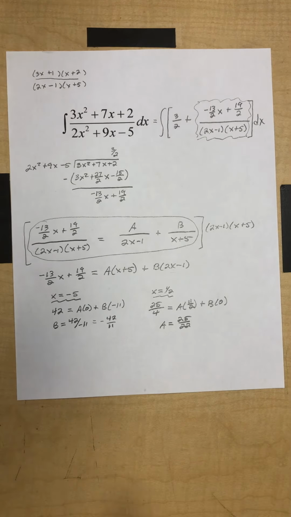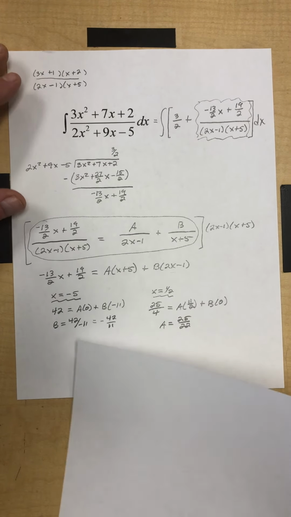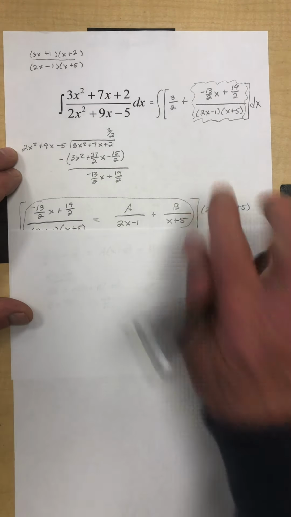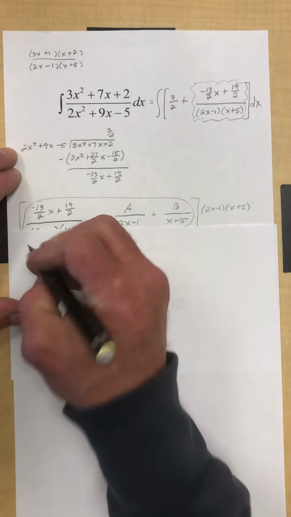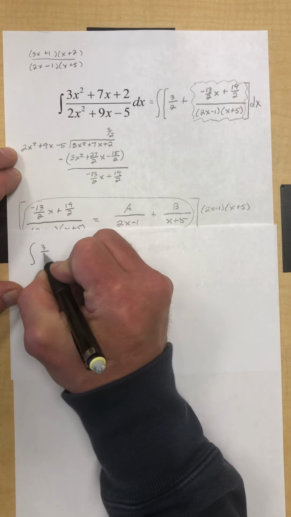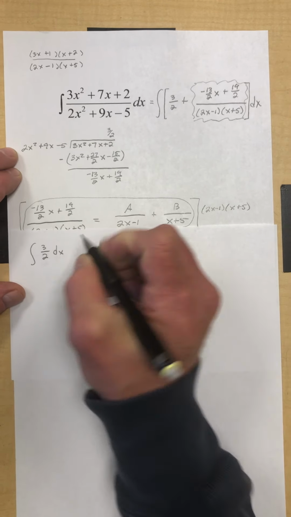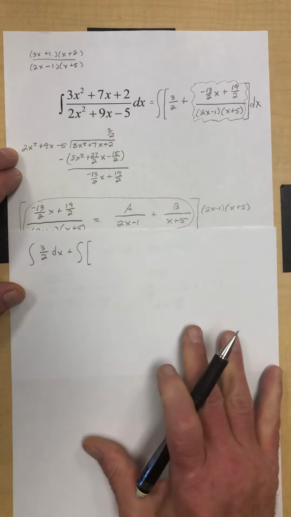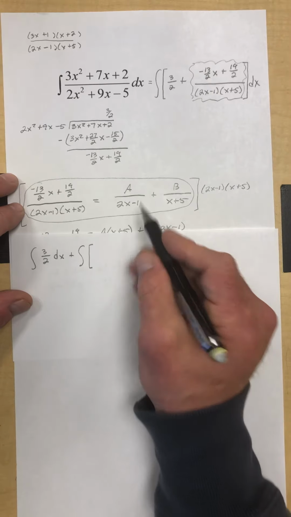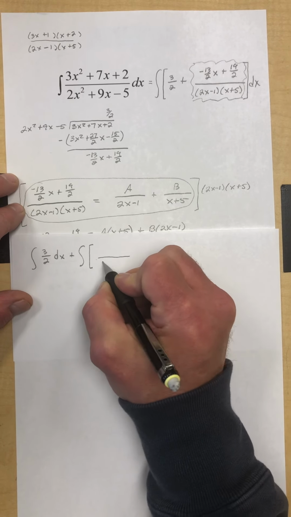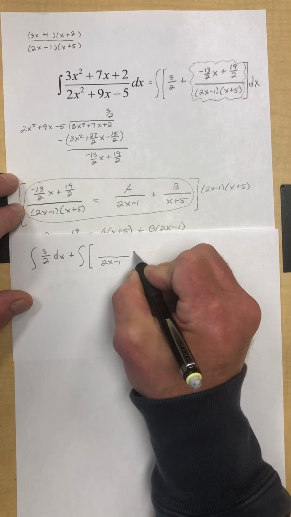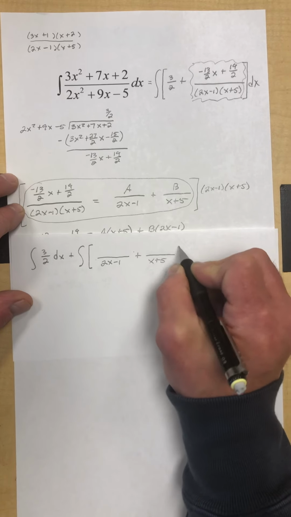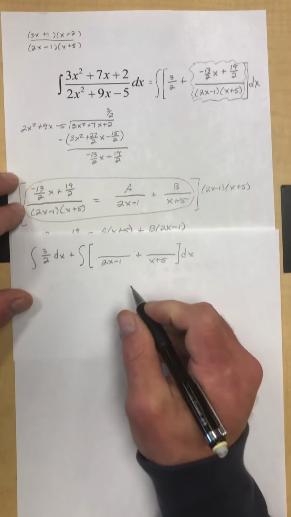So let's take what we have, and let's see what we got going on here. Here's what I'm looking at. I'm going to have the integral of 3/2 dx plus the integral of, remember I split this up right here, and I got that guy right here. So the first one is going to be a over 2x minus 1, and then the other guy is going to be b over x plus 5, and so let me get my a and b.